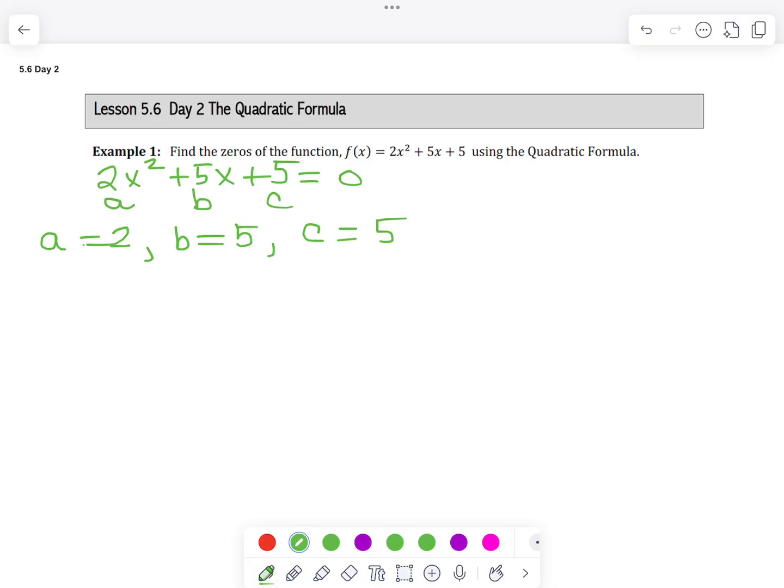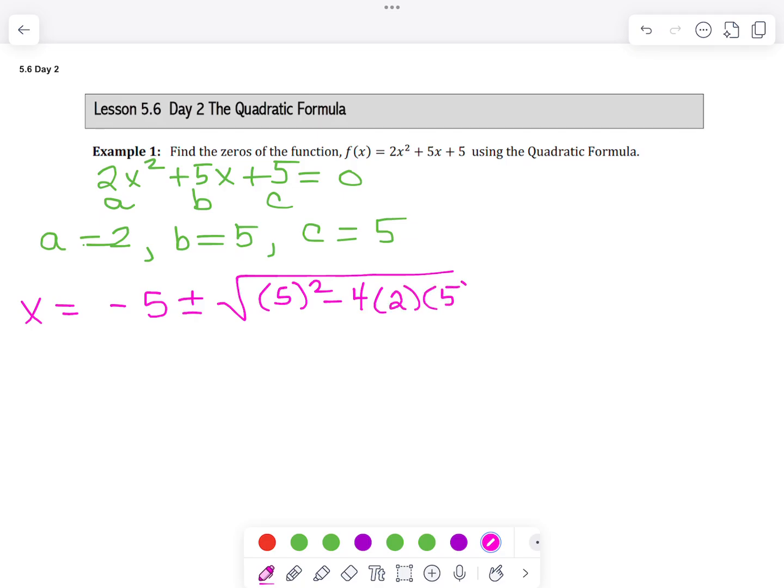We're going to go ahead and substitute into our formula. So x equals negative b plus or minus the square root of 5 squared, so b squared, minus 4ac, all over 2a. So there's the substitution of all the values.